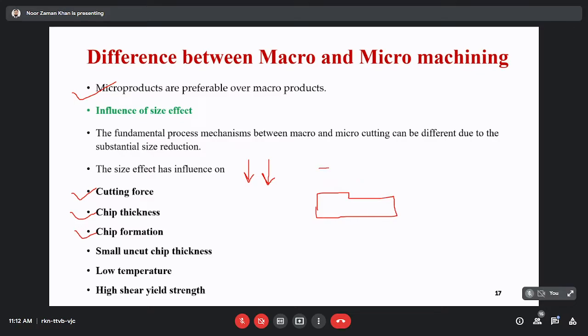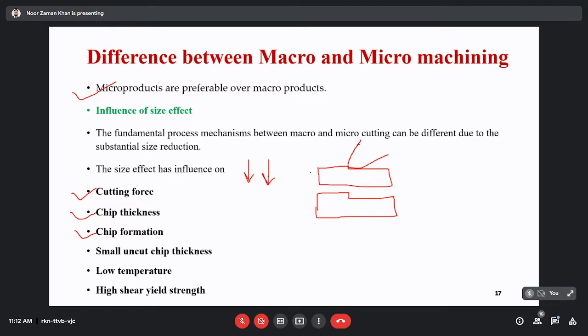So no, very small depth of it actually. This is the cutting tool. Sometimes, if the uncut chip thickness is very small, there is a chance of rubbing the tool against the workpiece instead of chip formation. So chip formation is not guaranteed in micro machining. It will depend upon the ratio of uncut chip thickness and the radius of the cutting edge.